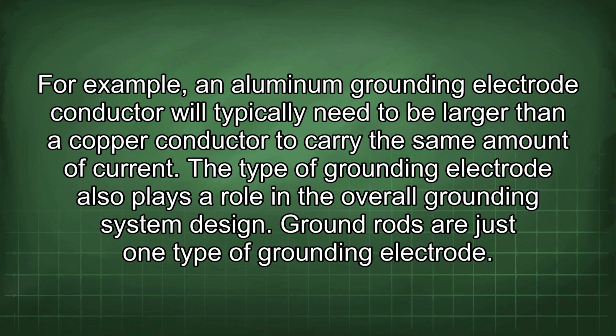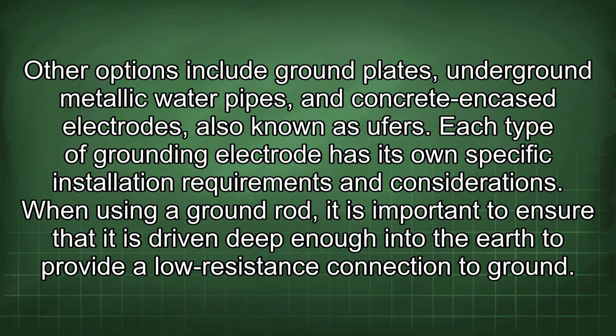The type of grounding electrode also plays a role in the overall grounding system design. Ground rods are just one type of grounding electrode. Other options include ground plates, underground metallic water pipes, and concrete encased electrodes, also known as UFERs. Each type of grounding electrode has its own specific installation requirements and considerations.